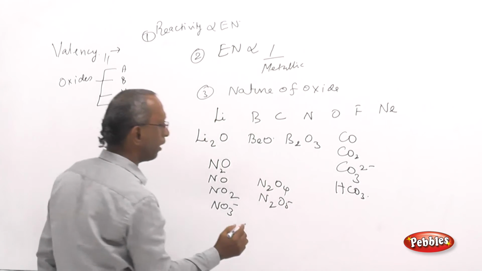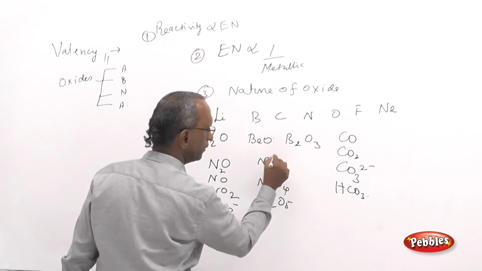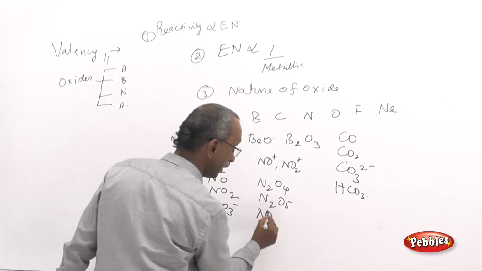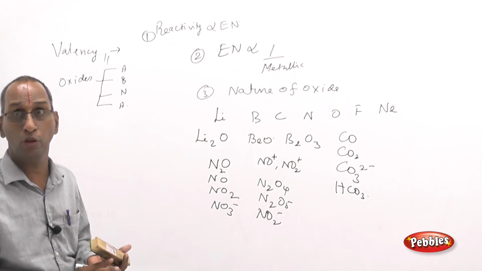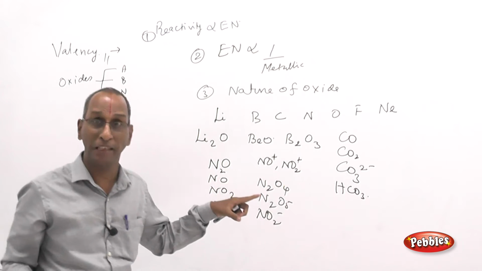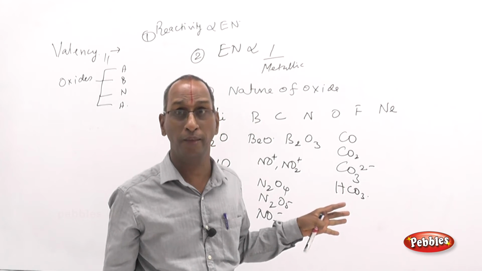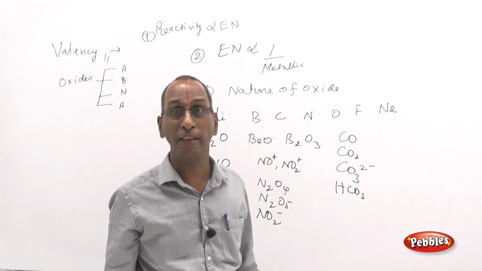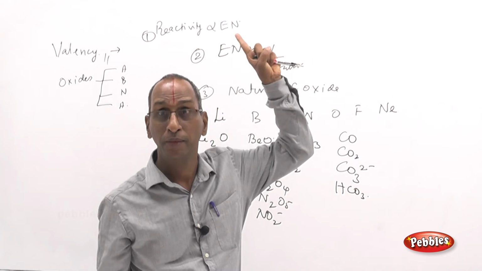Even in organic compounds, NO plus is there, and NO2 plus is there. NO2 minus is also there. A variety of compounds are written with respect to nitrogen and oxygen, but none of them is spontaneous. If one of them were spontaneous, we could not respire air nitrogen.